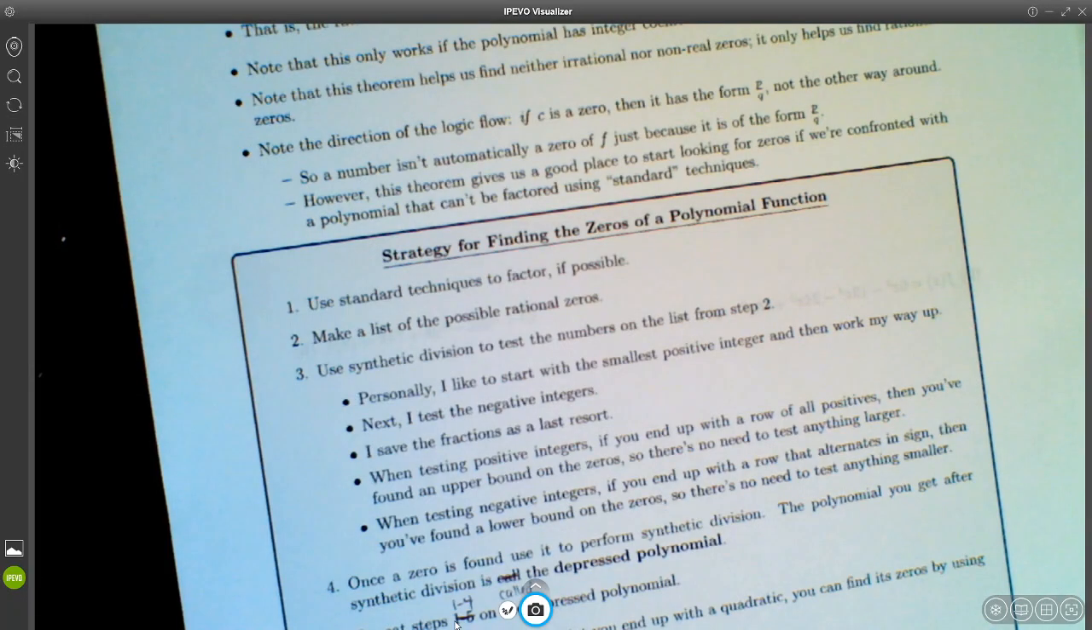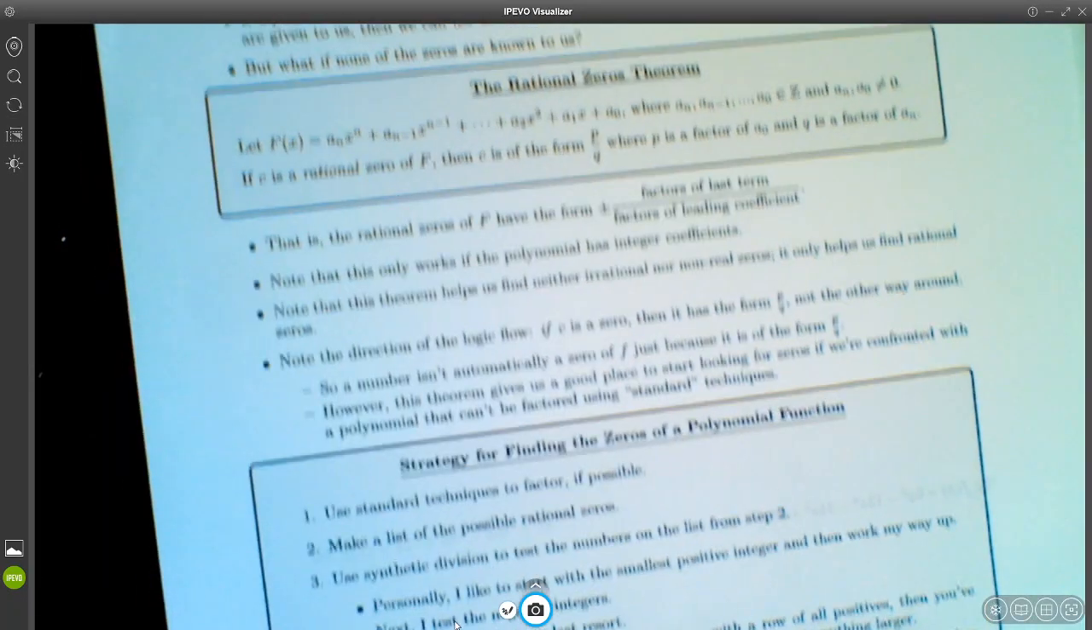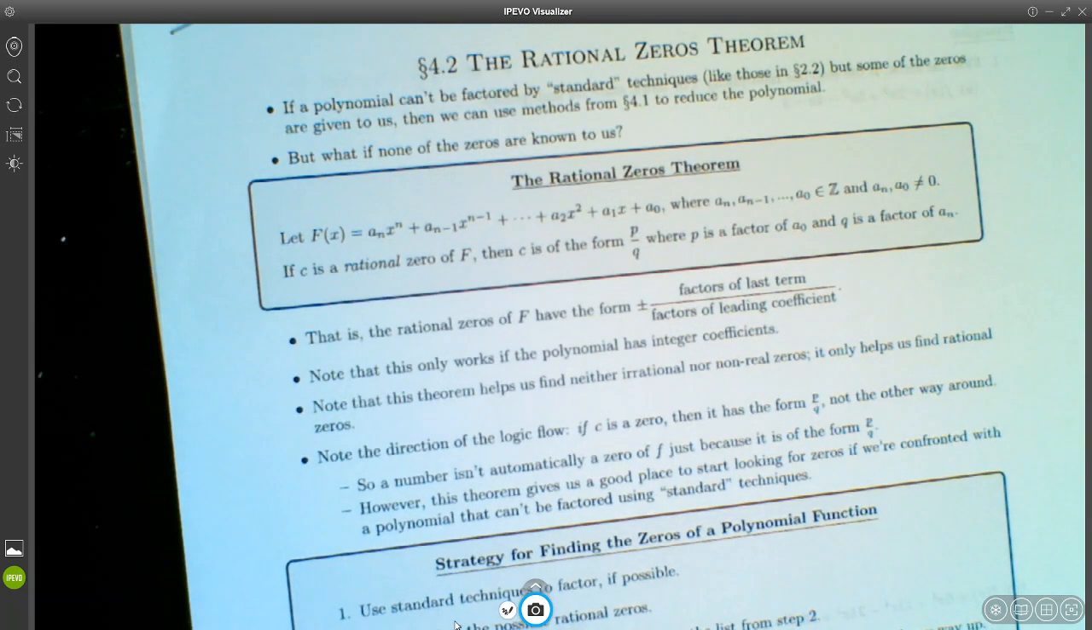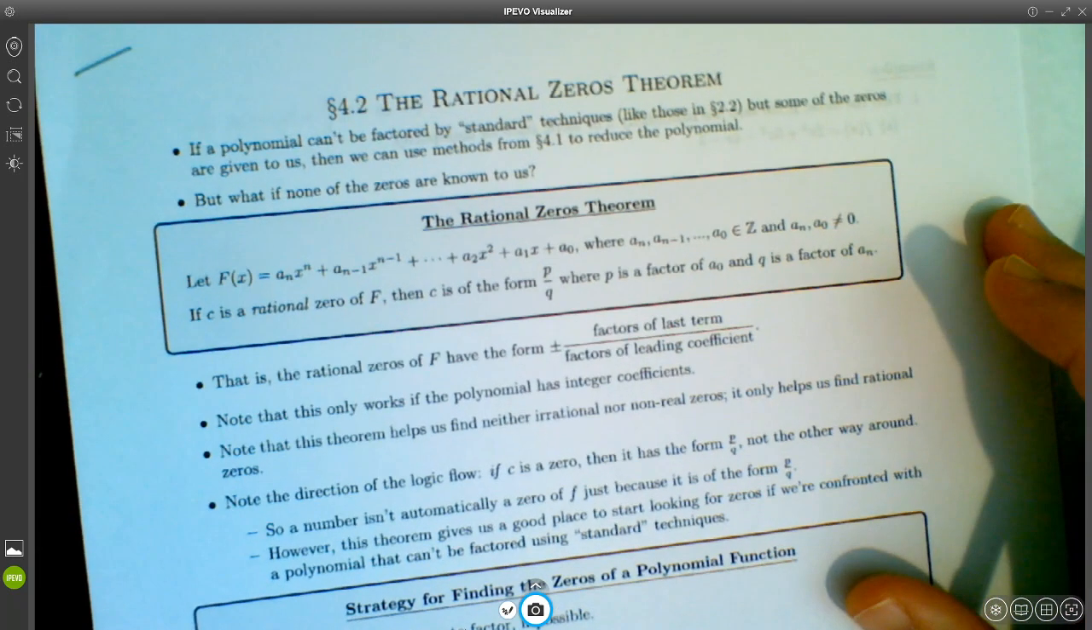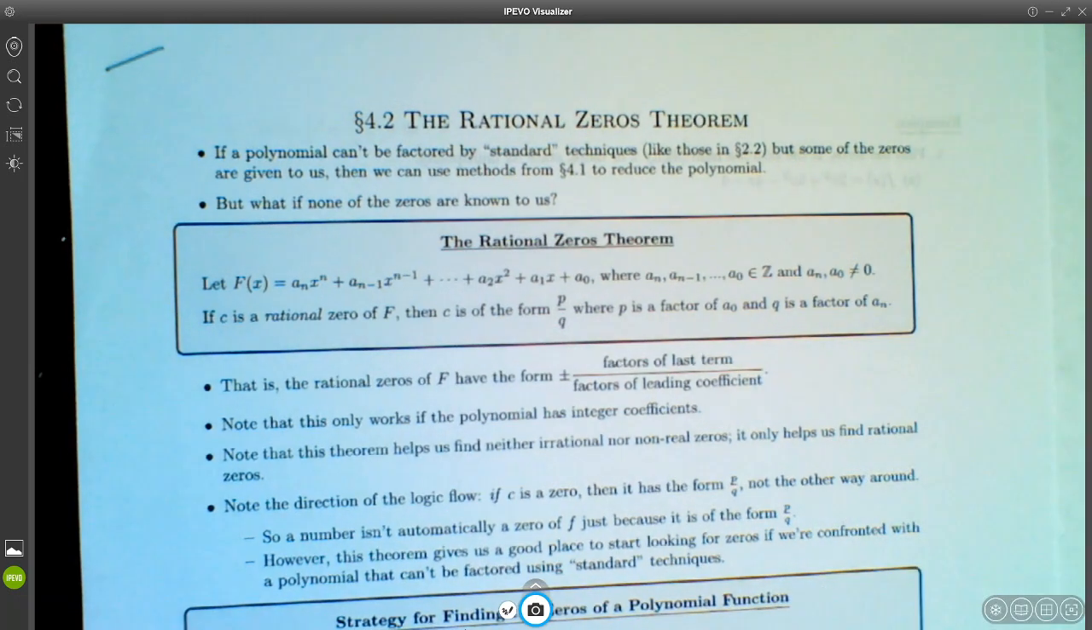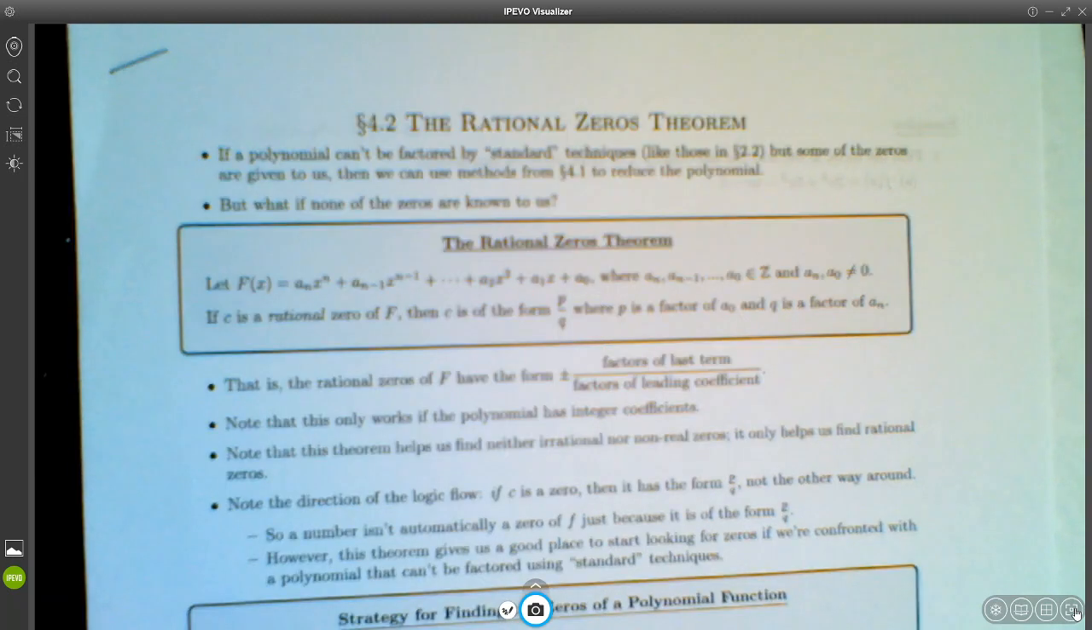All right, on to 4.2. This, my friends, is one of my favorite theorems. Well, I don't know. I think it may be one of my favorite theorems in math in general, but I just think it's really fun to apply. It's definitely one of my favorite facts in precalculus, that's for sure.